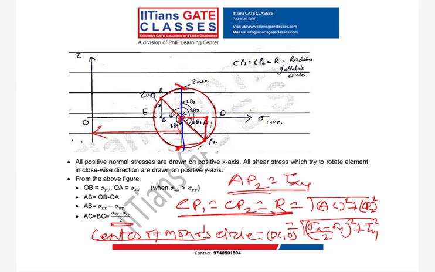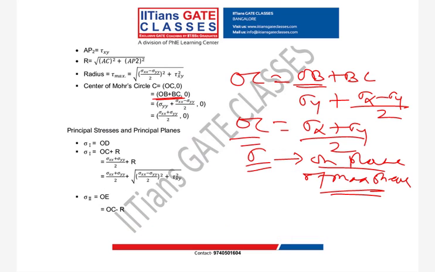Clear? Okay. So we got the radius and we got the center of Mohr circle. Now, what next can we do? We can find principal stresses and principal planes. So what is my principal stress?